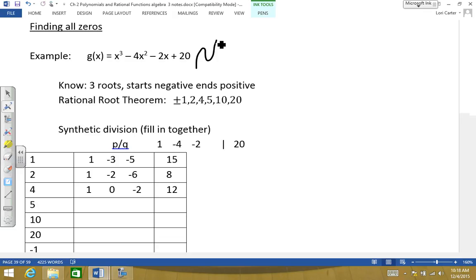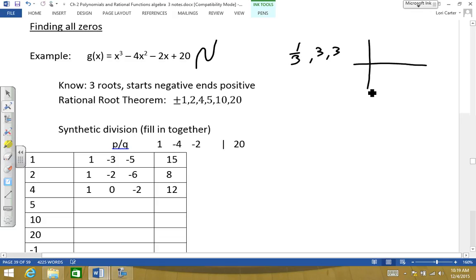Hey guys, on your quiz, we had 1/3, 3, and 3. What did the double 3 tell you? It was 2 roots. So when you graph that thing, it should have gone through 1/3, and what did it do at 3? It went through twice, which means it doesn't cross it. It goes up, so it hits it once, and then it turns. That's what the double 3 means.